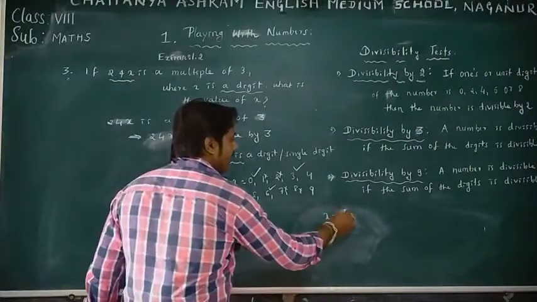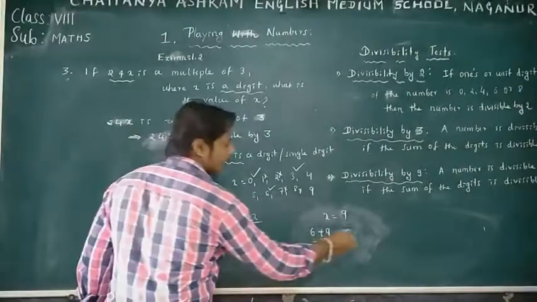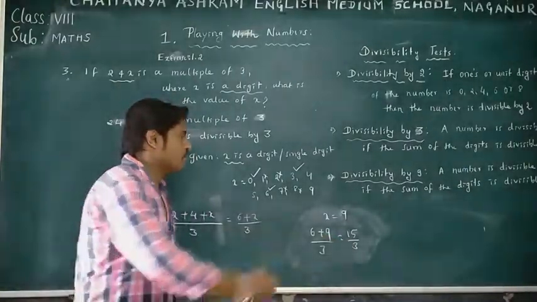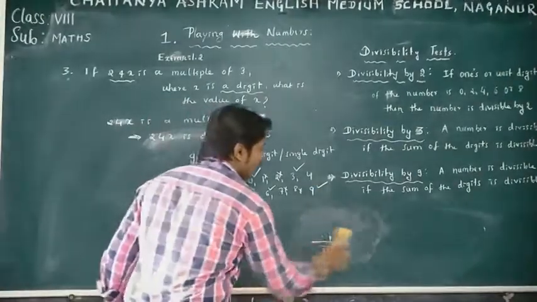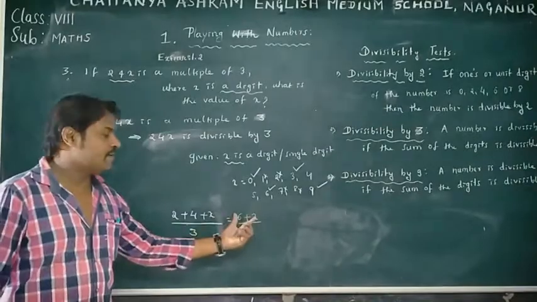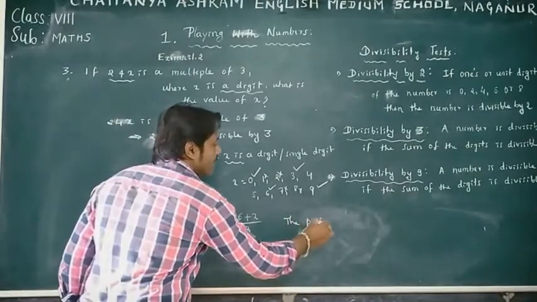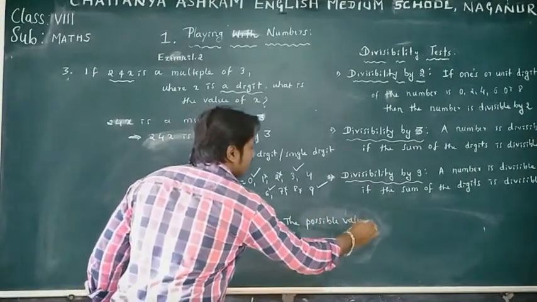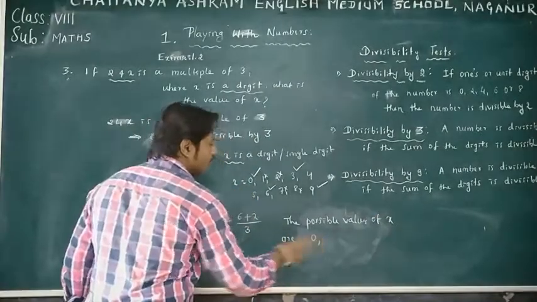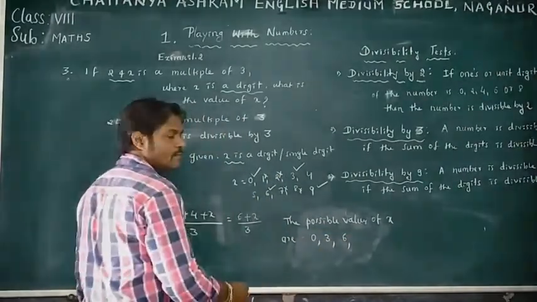x is equal to 9. 6 plus 9, 15 by 3. So 15 is divisible by 3. So we obtain another value of x. So what are the possible values of x which make this sum divisible by 3? The possible values of x are, one is 0, another one is 3, another one is 6 and 9.